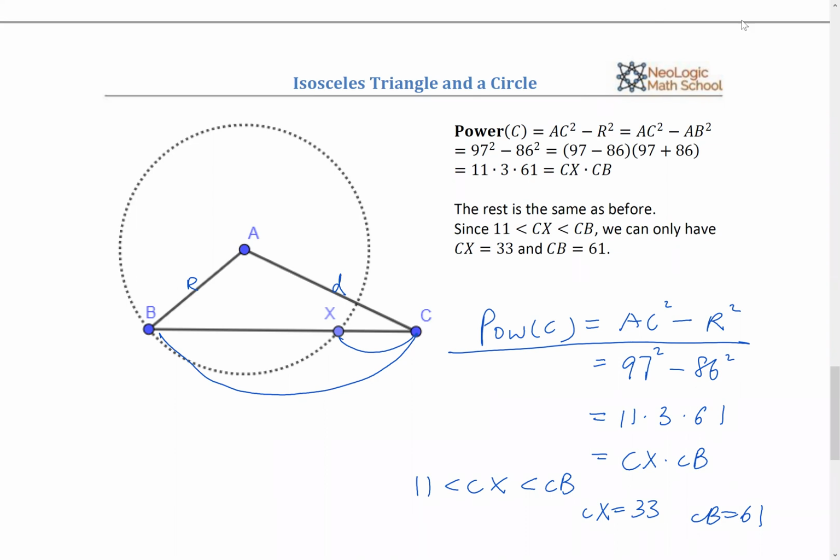All right, next time we're going to continue talking about another important application of this isosceles triangle property.